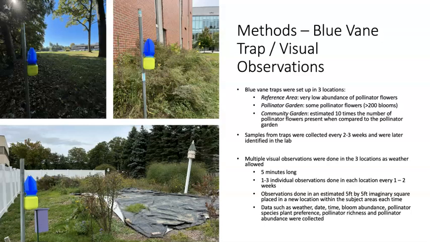I removed the samples from the blue vein traps every 2 to 3 weeks and later identified them in the lab. I also did multiple visual observations in the 3 locations as weather allowed. The observations were 5 minutes long. There was 1 to 3 individual observations done in each location every 1 to 2 weeks. Observations were done in an estimated 5x5 imaginary square that was placed in a new location within the subject areas each time, and data such as weather, date, time, bloom abundance, pollinator species preference, pollinator species plant preference, pollinator richness, and pollinator abundance were collected.